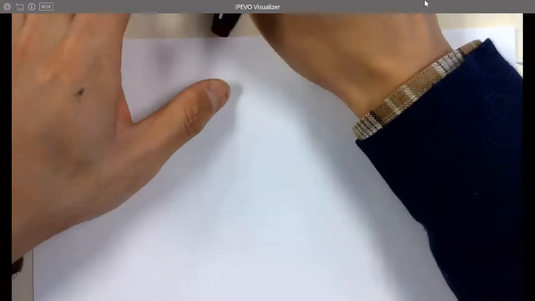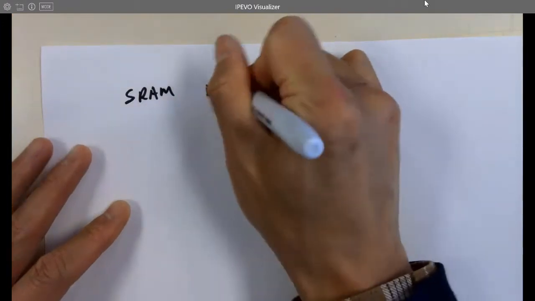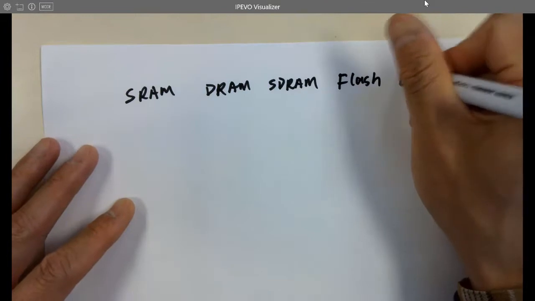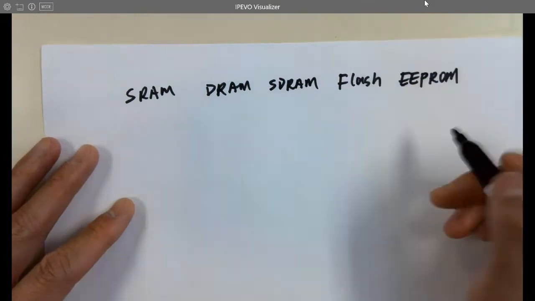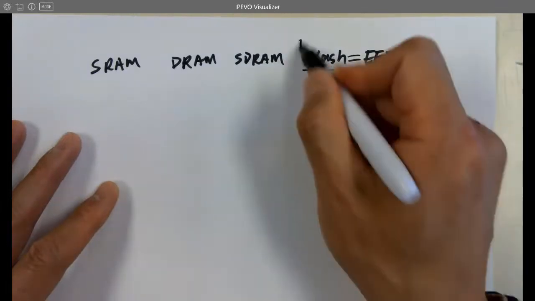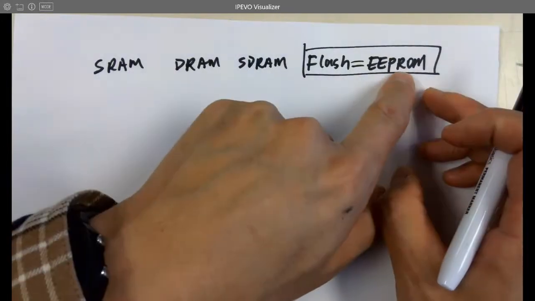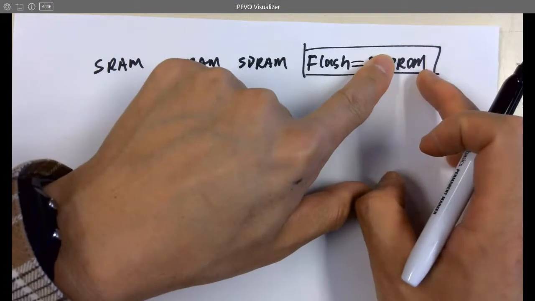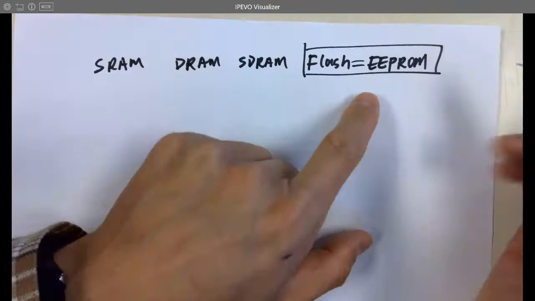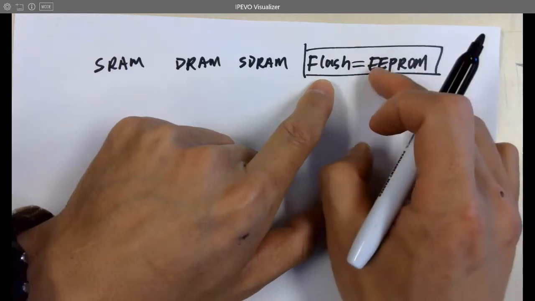So a few terms can be very confusing. For example, SRAM, DRAM, SDRAM, flash, or EEPROM. I'm not 100% sure, but I think these are pretty much the same. But the technology has evolved so quickly that the terms change. For example, ROM, read-only memory, is not read-only anymore. So it's programmable ROM. What? You're writing a ROM? Yeah. So I think they're becoming interchangeable nowadays.